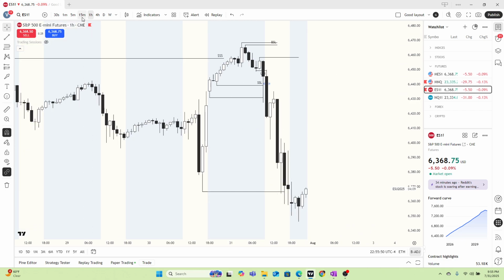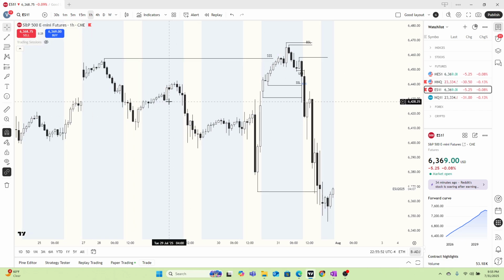So you can kind of get the gist of what's overall going to happen, but you have to wait for it to show you how it's going to happen. And then you can enter and align with that.